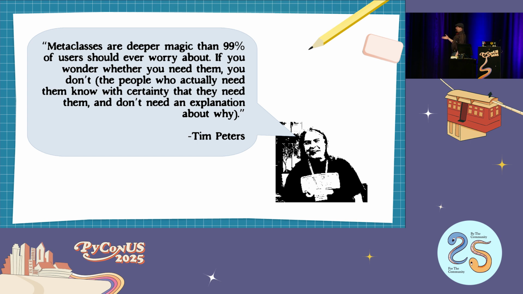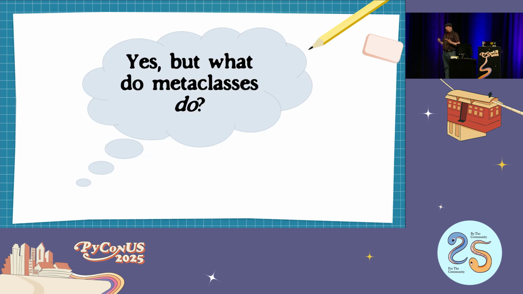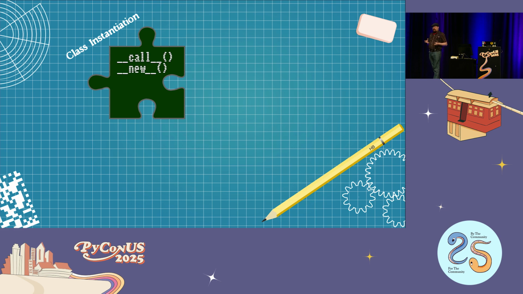Whether we're supposed to use metaclasses. So let's talk about what metaclasses actually do. It's all well and good to say they're templates, but there are 4 basic things a metaclass manages in Python. The first is class instantiation. That is class definition, when you define a class. And so you have methods like Dunder call and Dunder new.